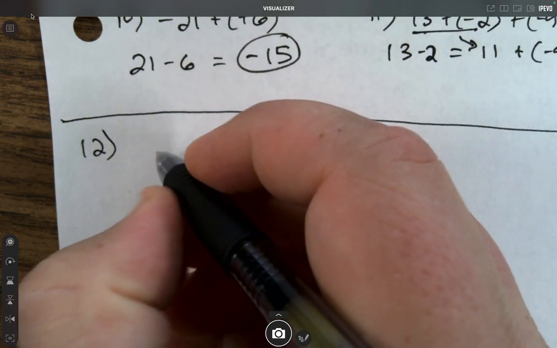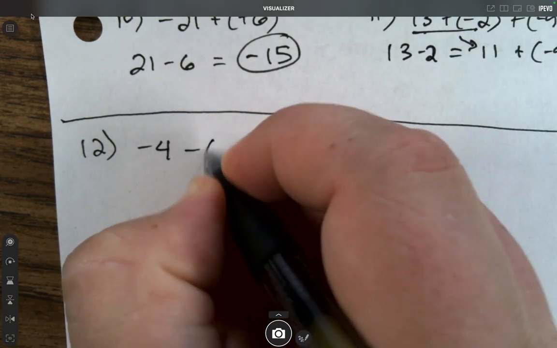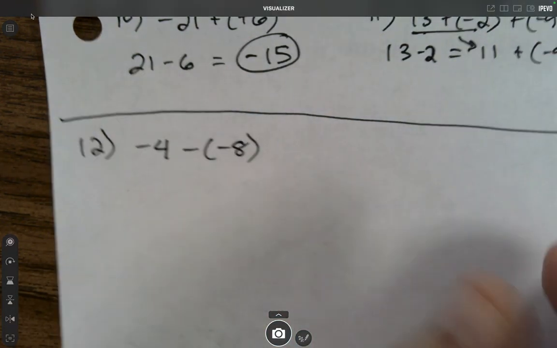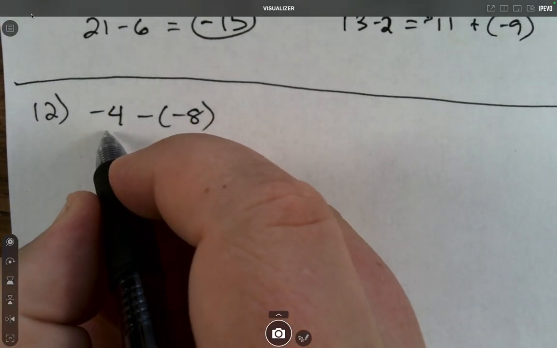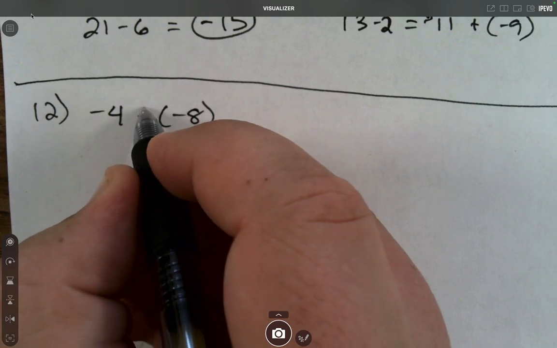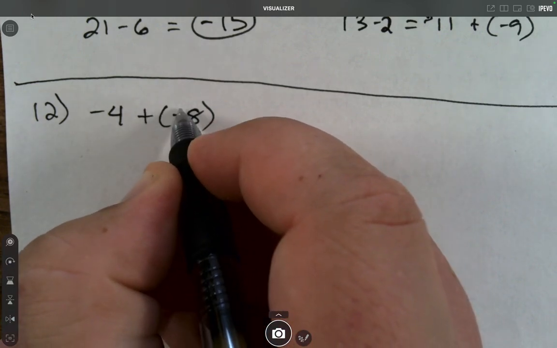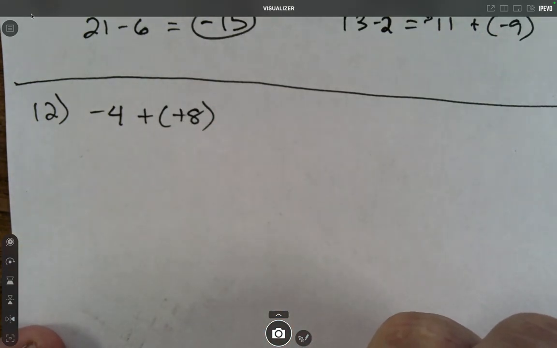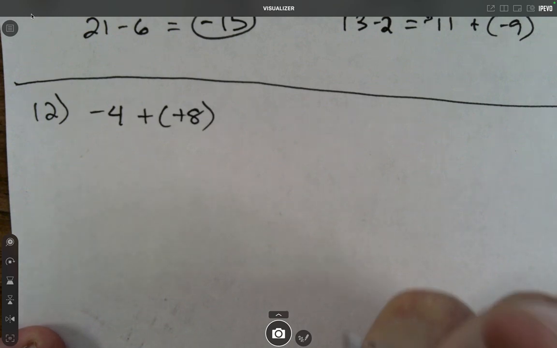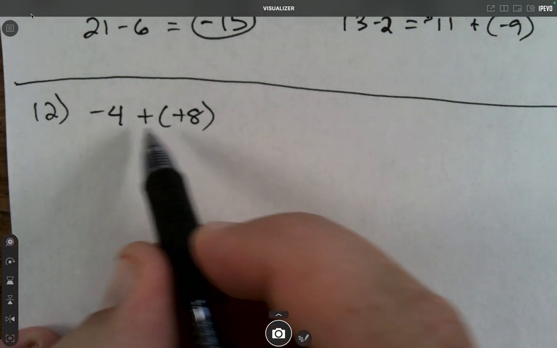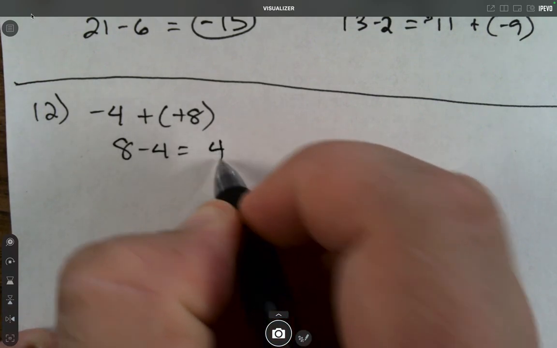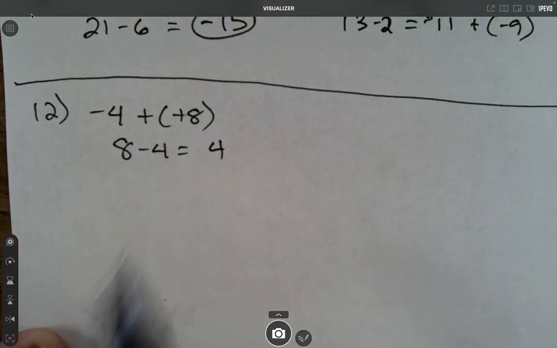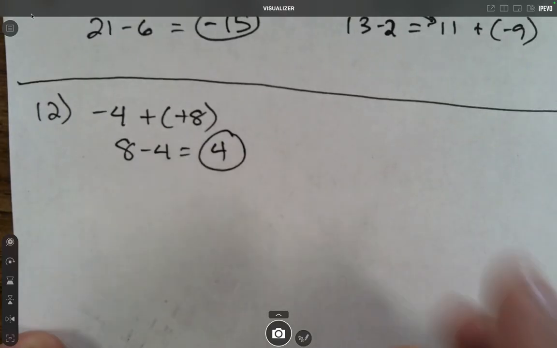Number 12, -4 minus -8. It's a subtraction problem, so you have to do keep, change, change. We keep the -4, change subtraction to addition, change the -8 to a +8. The addition rules say when we're adding two numbers with different signs, we subtract them, and we keep the sign of the bigger number, which is the 8, so it's a +4.